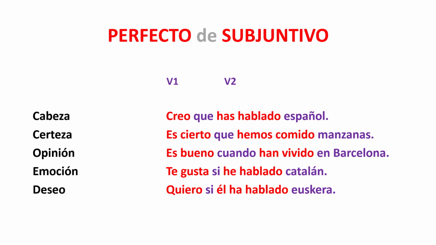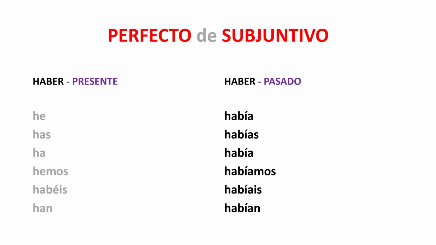The first 2, cabeza and certeza, if they're positive, the second verb is going to be indicative. And with opinion, emotion, and desire, if cuando or si is the connector, then the second verb is going to be in the indicative as well. So what you see here is none of these 5 second verbs are in the subjunctive. Let's look at the use of haber in the past tense, había, in these same sentences.